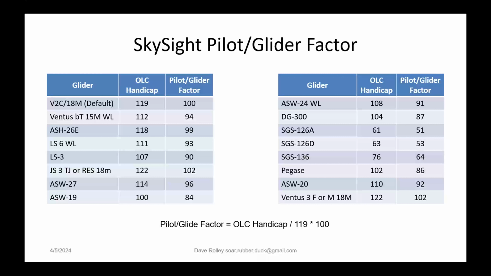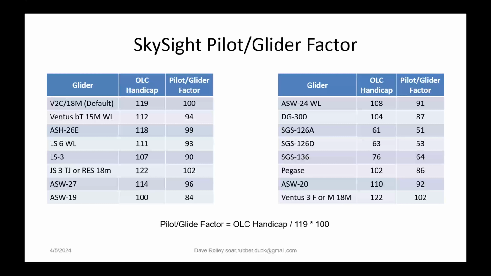The ASW-19 took over from the Cirrus as the 100 handicap Sacred Cow aircraft. It's got a pilot glider factor of 84. And again, if you're using SkySight to help you plan your flight and to get times on course and possible speeds to fly, you want to use these pilot factors.